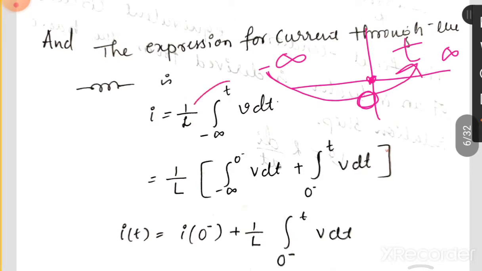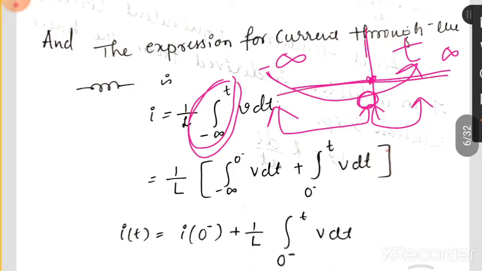This minus infinity to t we are going to take as minus infinity to 0 as one term, and 0 to t as another term. Hope you have got this point. So in 1 by L, this integration, we are going to divide the entire signal from minus infinity to plus infinity, where t is a certain time. This minus infinity to t can be divided into two: one from minus infinity to 0 and another from 0 to t.